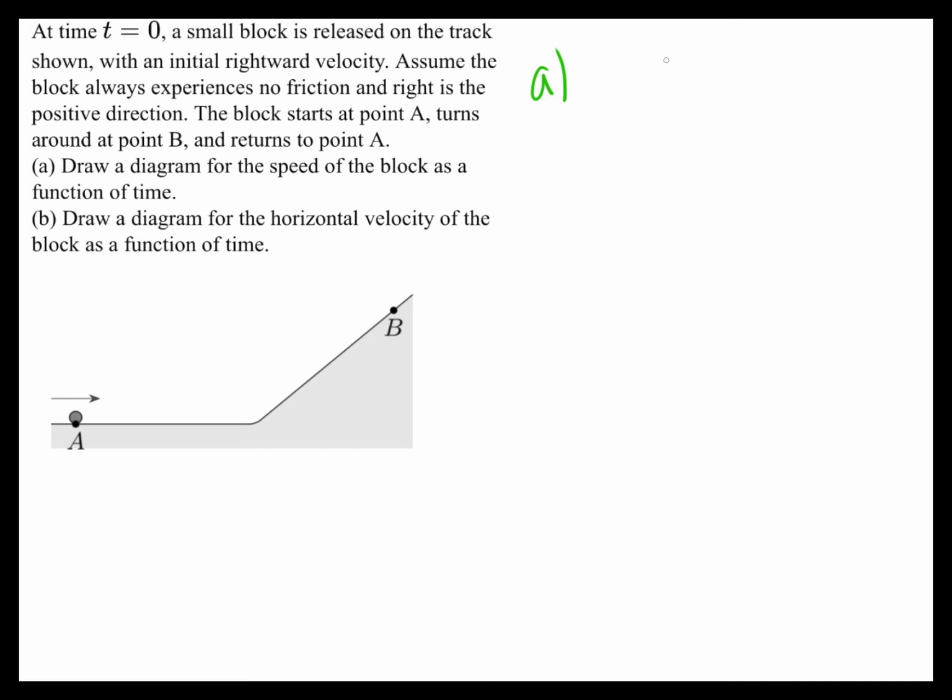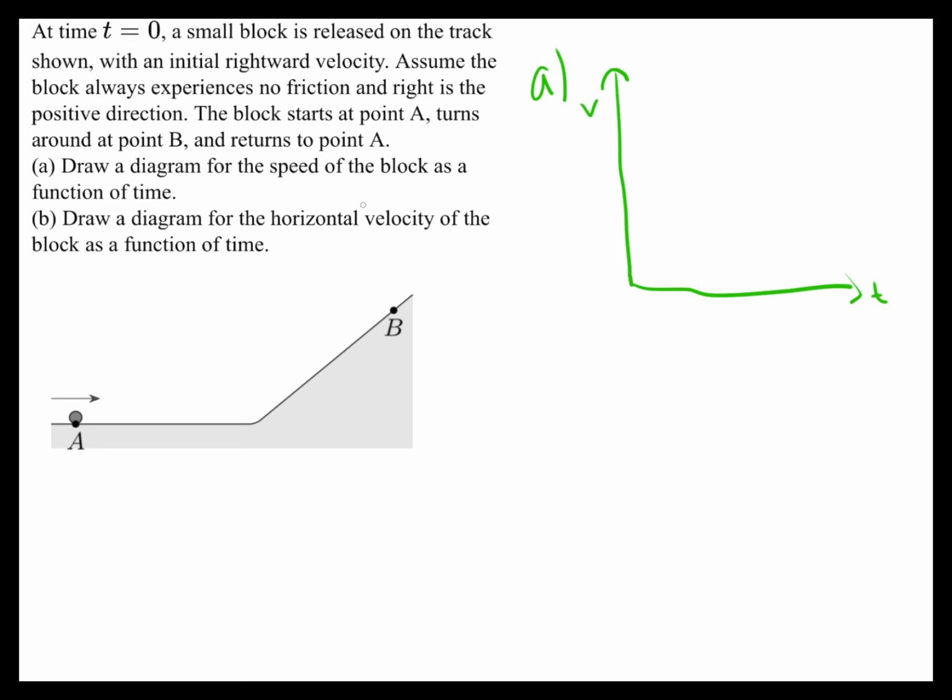So let's draw a diagram here. This is going to be the speed axis, and this is going to be the time axis. I'm going to try to draw some straight lines, kind of. So here's the time axis, and this is the speed axis. I'll just call it V for now.